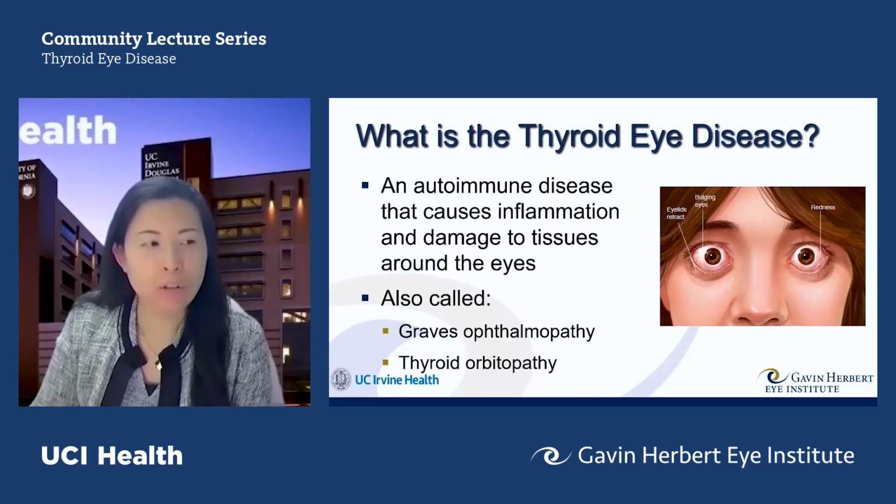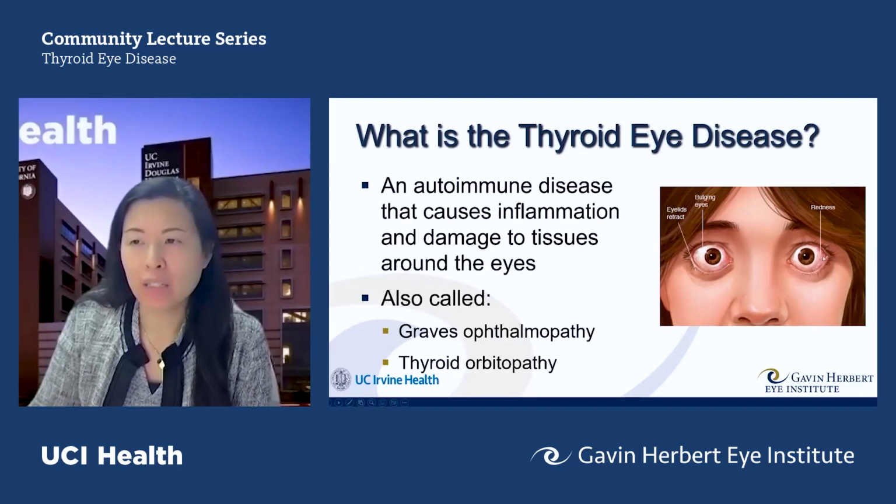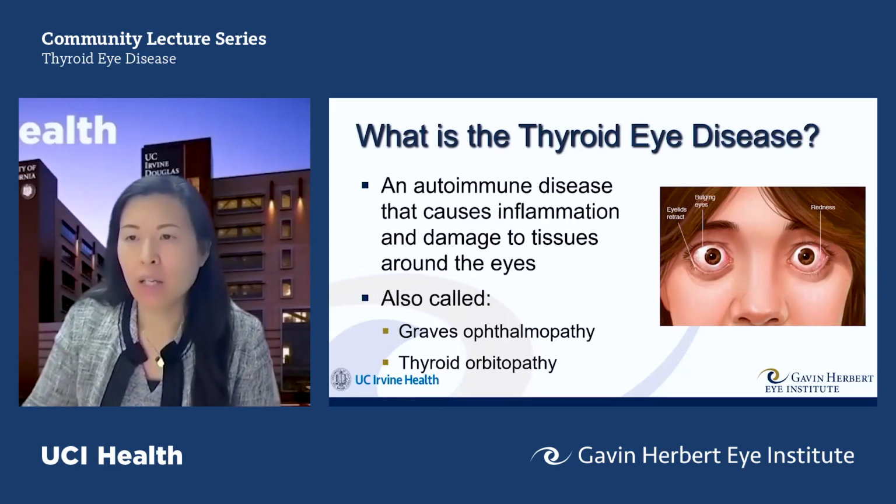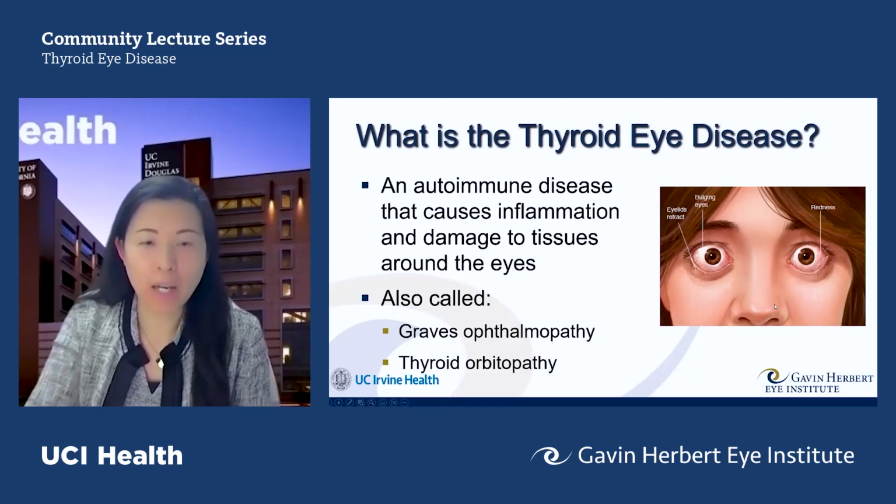Thyroid eye disease can also sometimes be called Graves' ophthalmopathy or thyroid orbitopathy. And so these are some of the classic findings with this: bulging of the eyes as if they're bulging out of their eye sockets. The eyelids are retracted and you can get redness of the whites of the eyes.